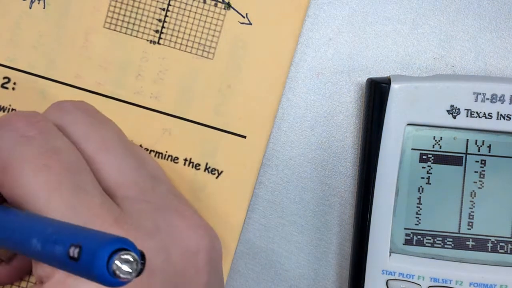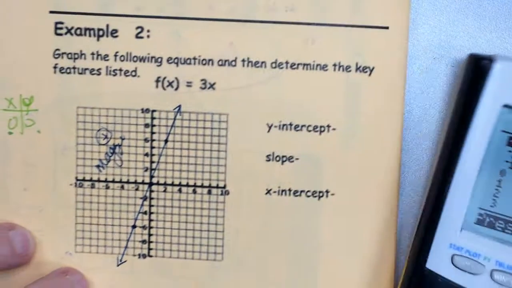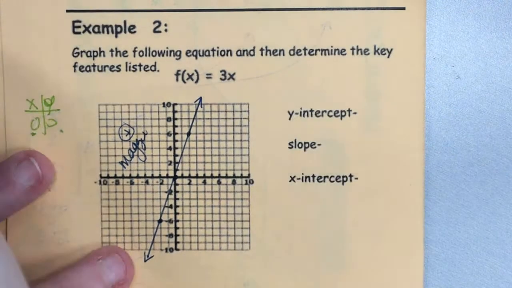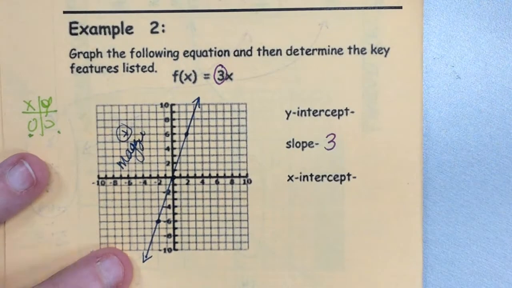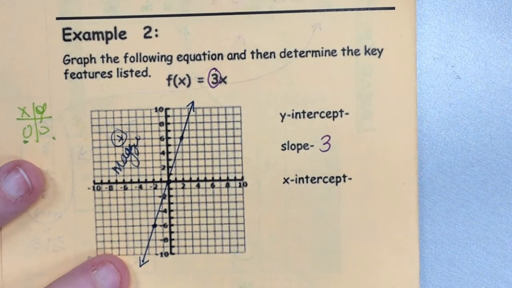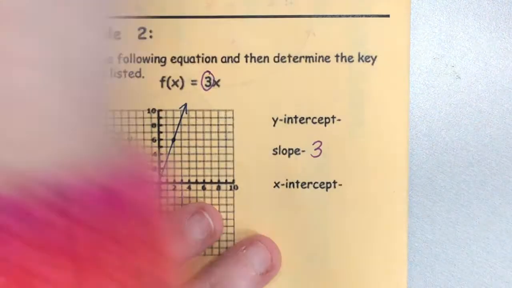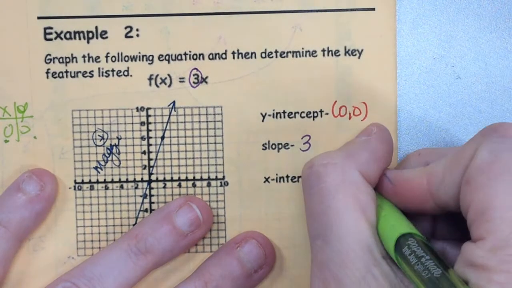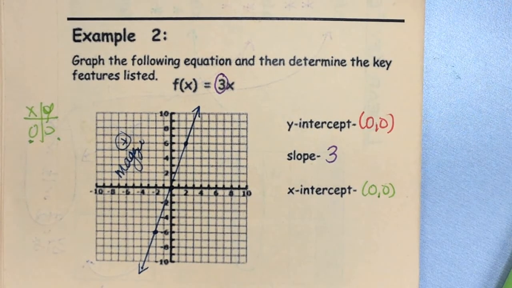first of all, I know my slope is positive, so that's a good thing to know. And honestly, I know my slope is 3 because it's in front of the x. What's my x-intercept? I can't see it. My y-intercept is 0, 0, and so is my x-intercept. That's the origin. Because the origin is my x and y-intercept. Okay? For sure.